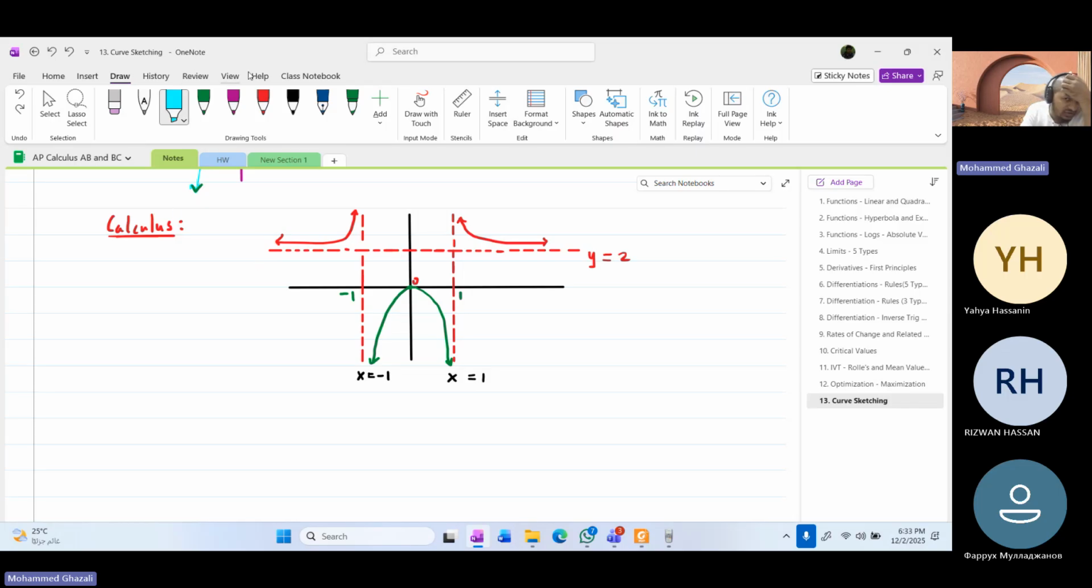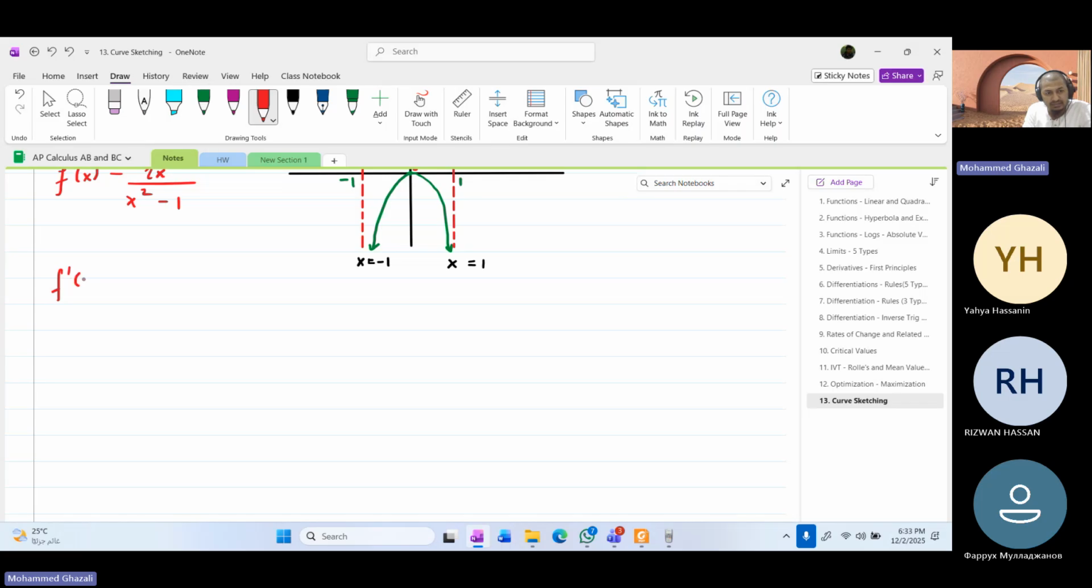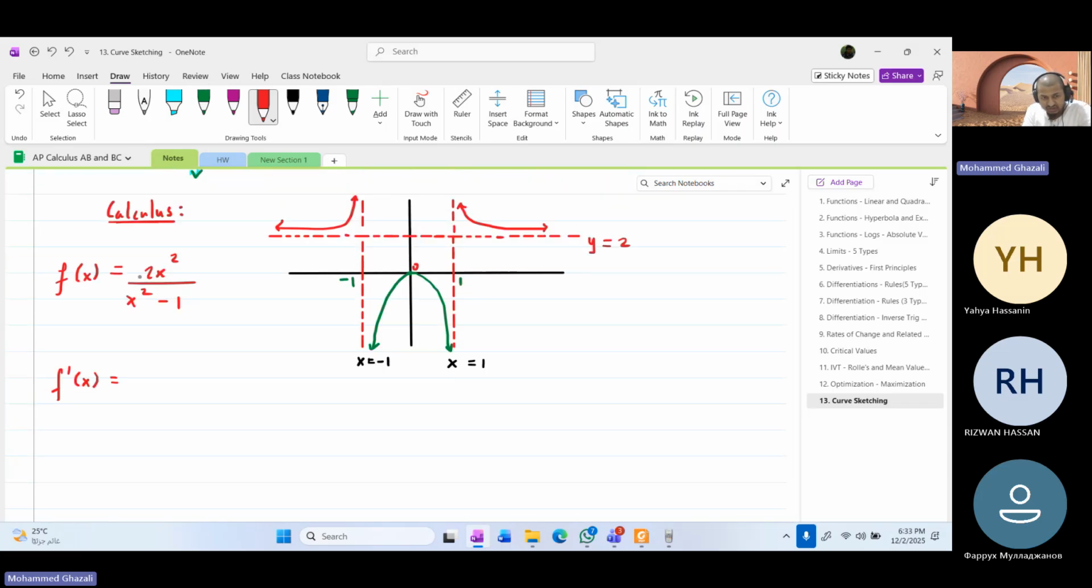Now let's apply some calculus because we need to find derivatives. So f of x is equal to 2x squared over x squared minus 1. Now, what is f prime x? We have to apply the quotient rule here. If you differentiate the top, you get 4x, leave the bottom, subtract, differentiate the bottom, you get 2x, leave the top, and divide by x squared minus 1 all squared.